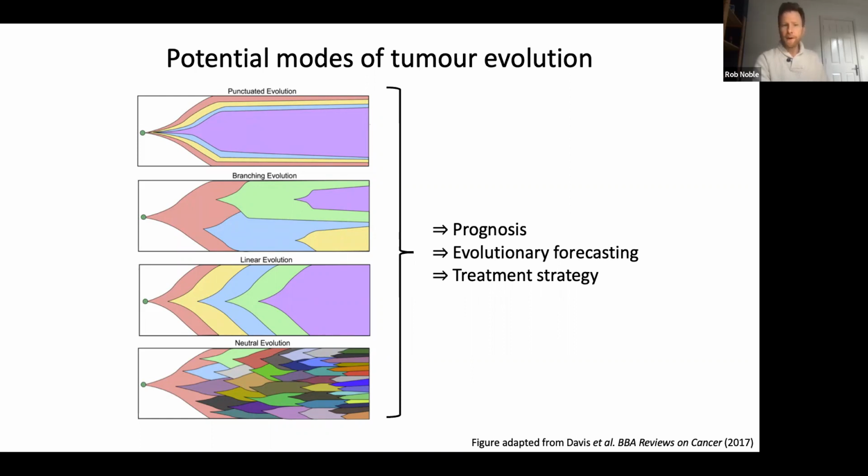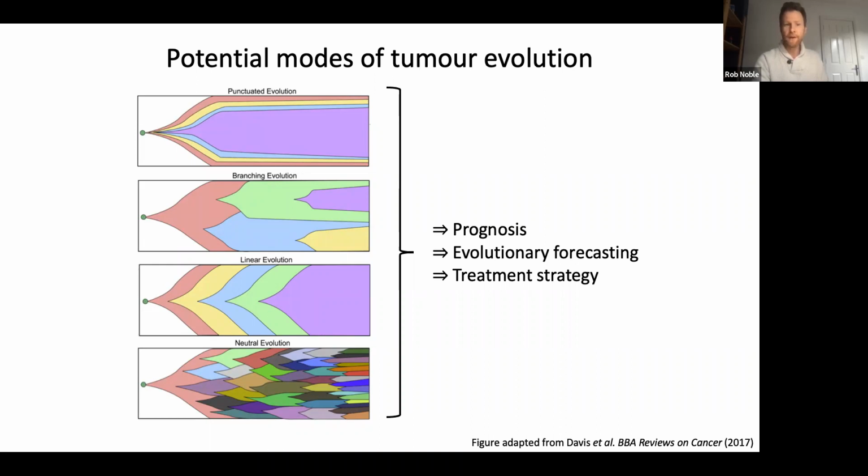And there has been a debate, as I say, about which of these predominates in various tumor types. The greatest evidence is for linear evolution very early on, for branching evolution in the majority of solid tumors, and for neutral evolution, perhaps in some cases. The extent to which branching evolution versus neutral evolution occurs is still debated.